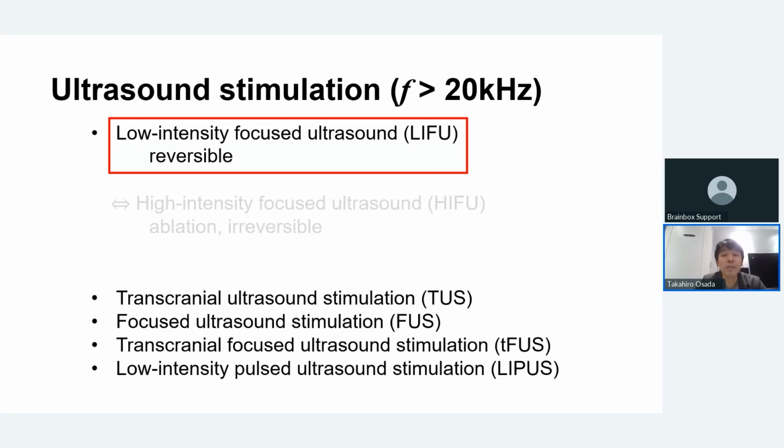There are many terms to describe ultrasound neuromodulation: transcranial ultrasound stimulation, TUS, focused ultrasound stimulation, FUS, transcranial focused ultrasound stimulation, TFUS, and low-intensity pulsed ultrasound stimulation, LIPUS. These terms indicate the same technique. As far as I know, there is no consensus about the terminology. But personally, I prefer the term TUS. This can be contrasted with TMS, transcranial magnetic stimulation. I will use this term TUS in this presentation.